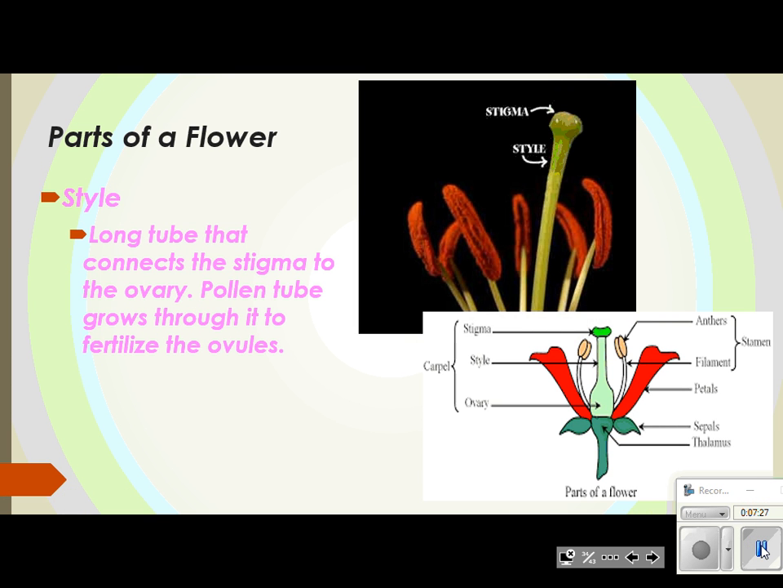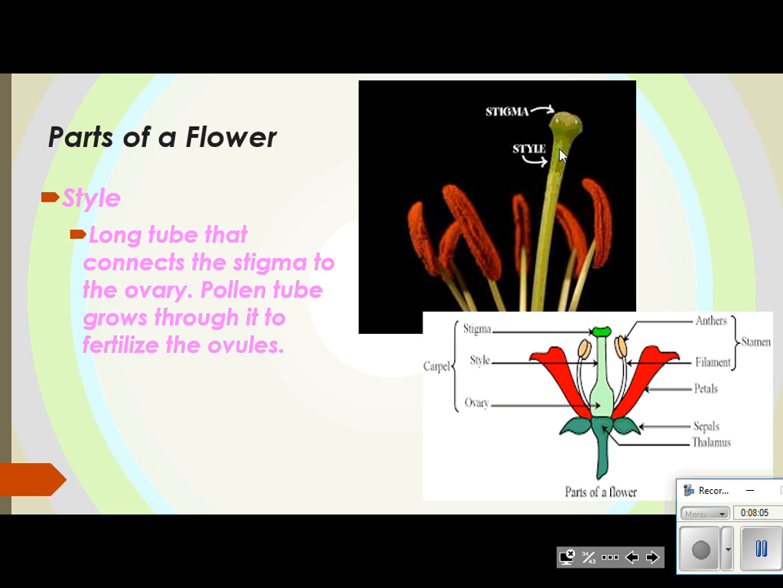The second part is the style. The style is the long tube that connects the stigma to the ovary. So if you look right here, here's the stigma, here's the ovary. So the style is that long part right in between here. Now in this live picture, you can see the stigma, but we can't see the ovary down here. But this whole big long thing is what we call the style. Okay? That is the style.